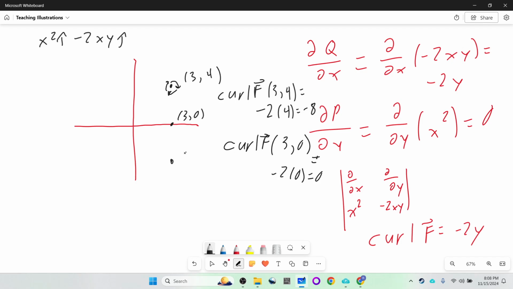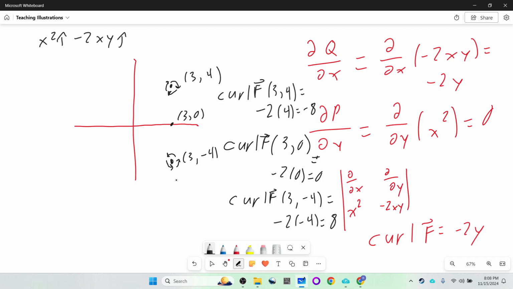And then if we went to 3, negative 4, the curl of f at 3, negative 4 is negative 2 times negative 4, which is 8. So that's positive direction, so it will go counterclockwise. Okay, so that's how we calculate it. So that is saying the curl at that point, or at a very small neighborhood around that point, and you would use a limit to get that exactly.